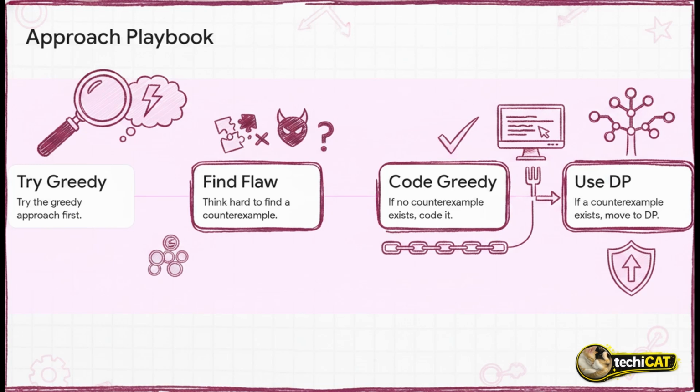Seriously, play devil's advocate against yourself. Try out weird edge cases like our arbitrary coin denominations. Step 3, if no counterexample exists after really genuinely trying to break your own logic, confidently code the greedy solution. But step 4, if you find even one single counterexample, drop it immediately and pivot to dynamic programming. So the crucial point is this. Your success doesn't come from guessing greedy. It comes from actively trying to break your own greedy logic before you write a single line of code.